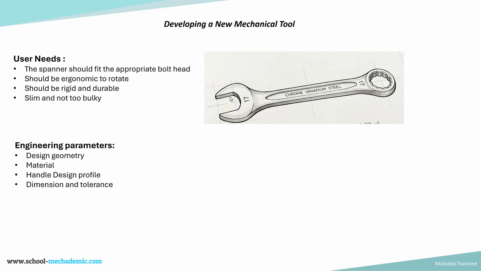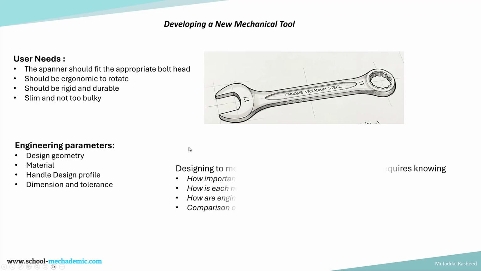So you can see that there are user needs and then there are engineering parameters. Now it is clear that the design engineer who is responsible for designing the tool should satisfy the user needs by setting the appropriate engineering parameters. So the design geometry, the material, the handle design profile, the dimensioning and tolerancing should be appropriate to make sure that the user needs are being met. This is the crux of design engineering. Design engineering is designing to meet certain user needs or certain engineering requirements by setting the design parameters of the product or the system, which is done by the design engineer.